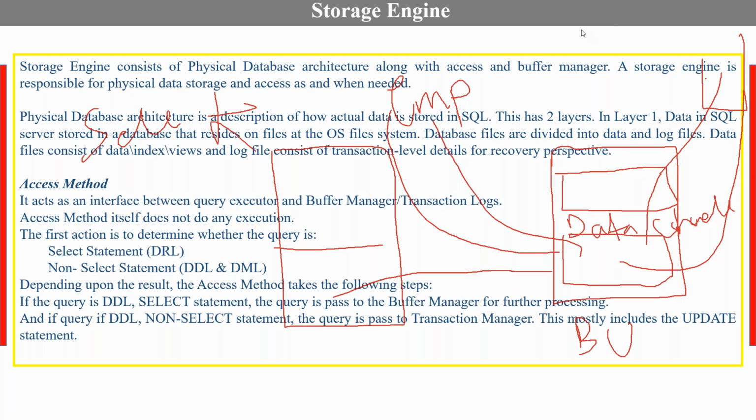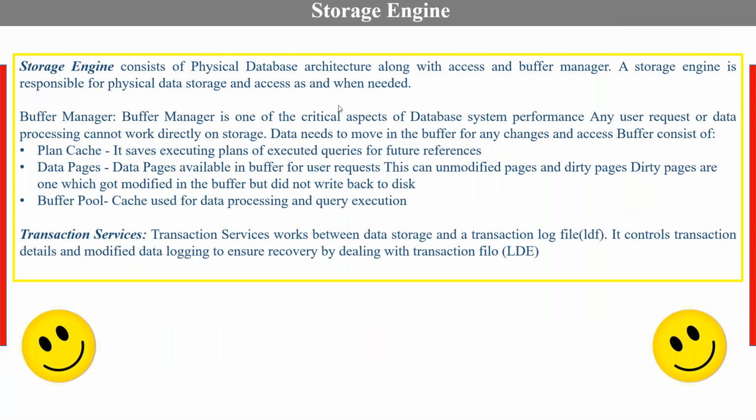Any questions? So the relational engine will interact with the storage engine. Your relational engine, your query executor, will send a request to the access method. The access method is part of the storage engine.